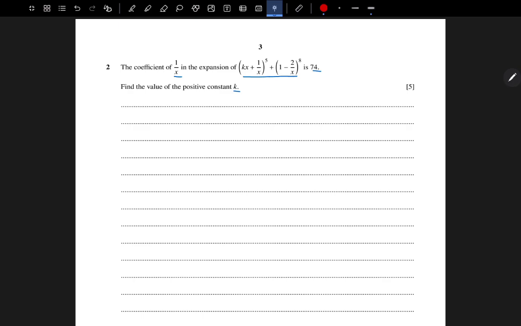If we look at the equation carefully, there is a plus sign in the middle of the equation, which means that we will have to treat these two imaginary boxes separately. So we can write this down as (kx + 1/x) to the power of 5 plus (1 - 2/x) to the power of 8 equals 74 into 1 upon x, because 74 is the coefficient of the 1 upon x term.